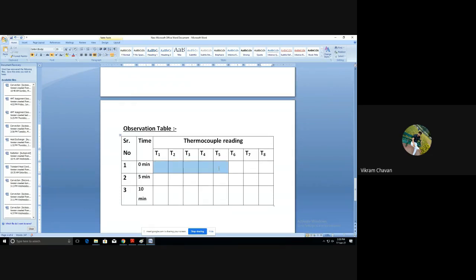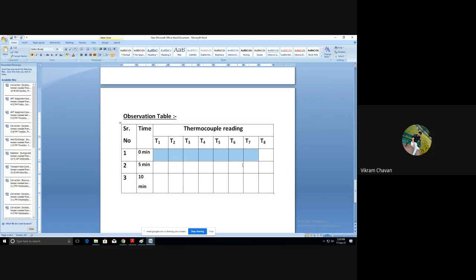So we have to take these thermocouple readings up to what limit? Up to the condition where we get the steady state temperature; that final reading will be considered for the calculation purpose. Further, we have to move ahead for the calculation of h by using Newton's law of cooling and by using the dimensionless numbers.